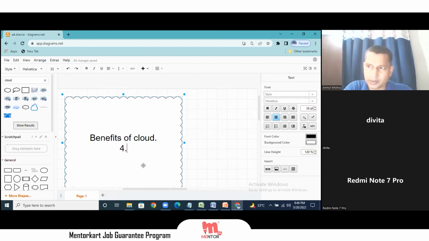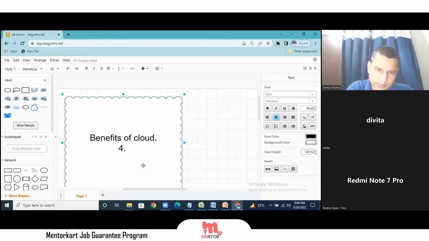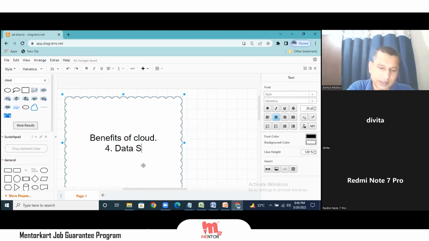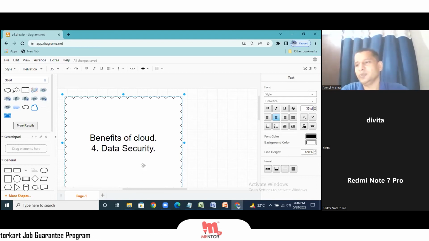Fourth point, that is data security. What is the meaning of data security?